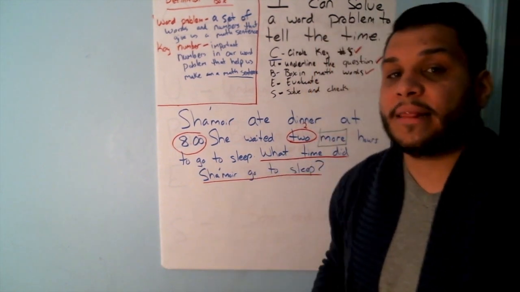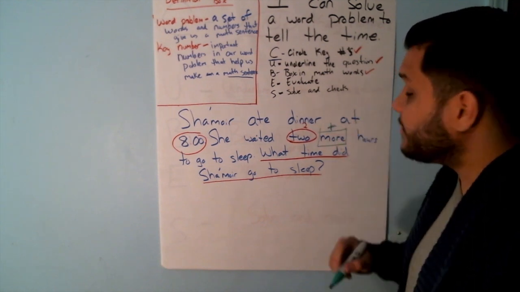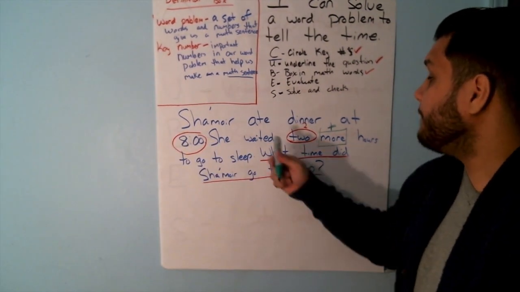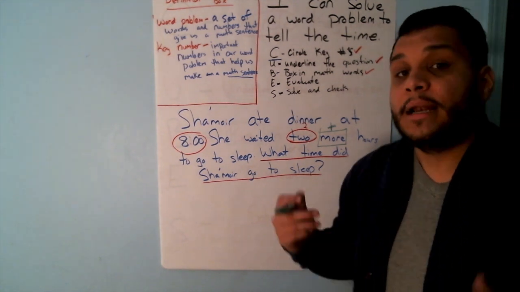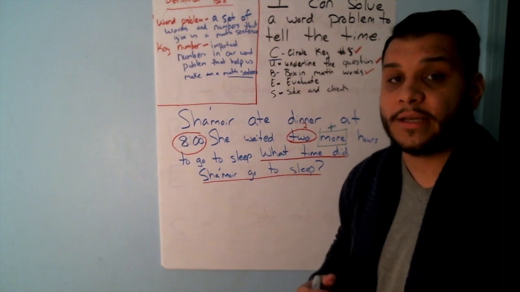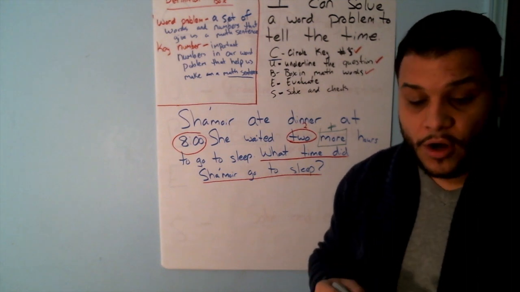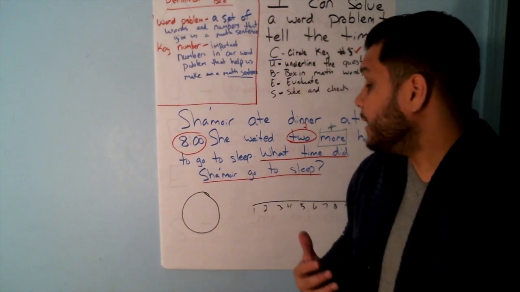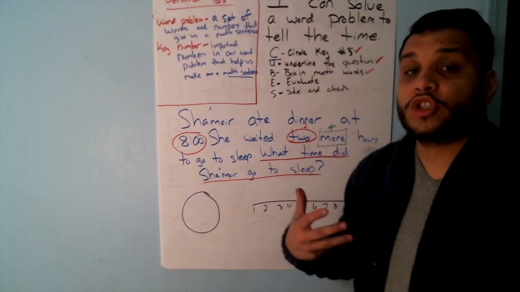So what is our math sentence going to be? Well, we know that because the word more is there, we need to be doing addition. So we're going to do 8 o'clock plus 2 more hours that helps us go to sleep. Last week, we learned 2 to 3 different strategies to help us solve this. We learned our number line, and we also learned our analog clock. For today, I'm going to use both of those strategies. Again, Mr. Nieves is going to use our analog clock and our number line to help us solve this problem.